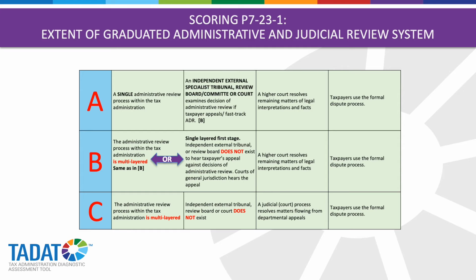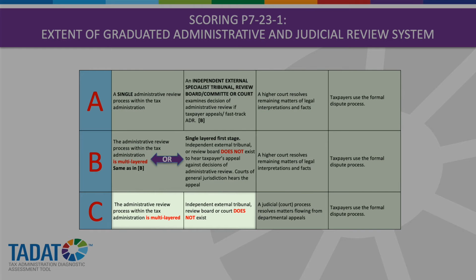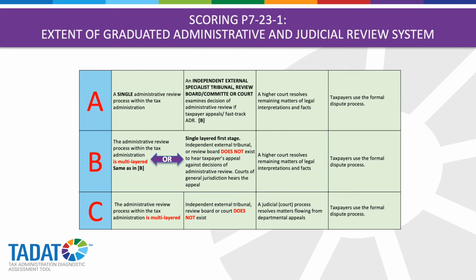For a C-level score, you do not have a single administrative review process within the tax administration, nor do you have an independent external tribunal or a review board or a court. Both of them are not available. You have only a multi-layered review process within the tax administration, a judicial court process that can resolve matters flowing from departmental appeals, and taxpayers use the formal dispute process. A D score is given when the requirements for a C rating or higher are not met.